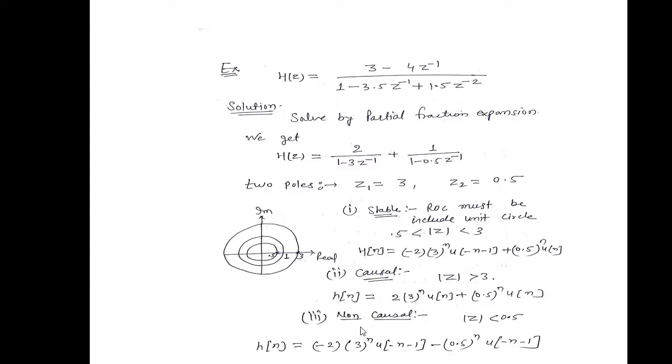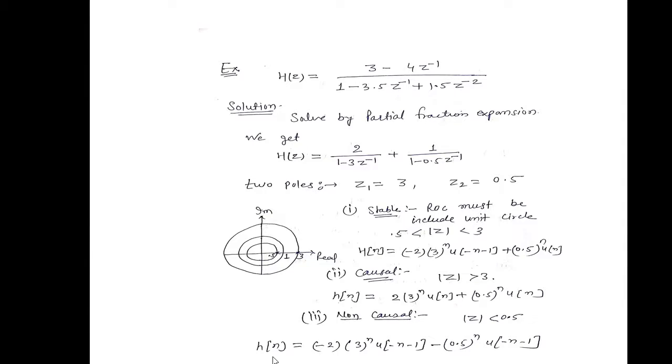Now there is a third condition, when the system is non-causal. If the system is non-causal, then the ROC must be inside the innermost pole. Which is the innermost pole? This is 0.5. 0.5 is the innermost pole. So if the ROC is inside this circle, then the ROC must be inside this outer circle also. So both the parts are left sided parts.